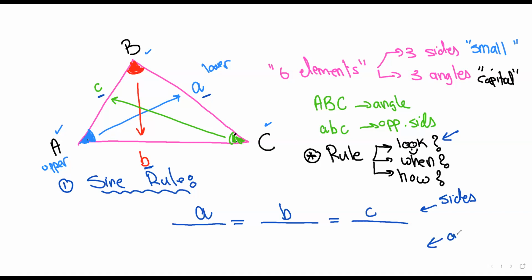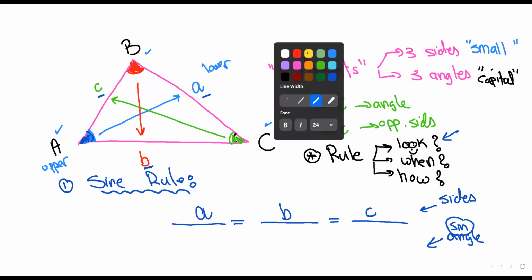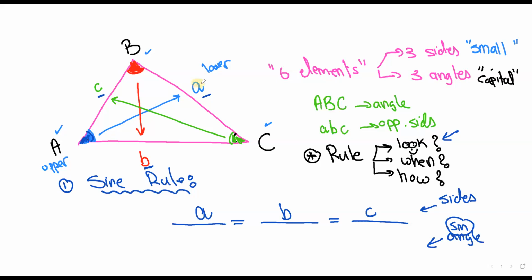And what about the denominator? The denominator will be the sine of the opposite angle, the sine of the opposite angle. So let me use the highlighter. So for instance, side A, the opposite angle of it is capital A. Okay, so the fraction will be side over sine the opposite angle.